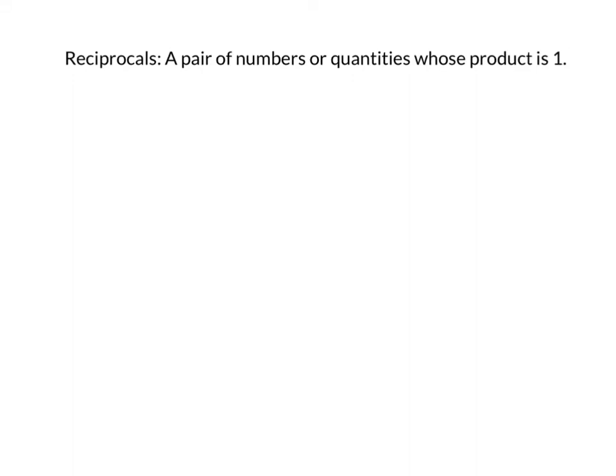In this video, we're going to talk about a concept called a reciprocal. Reciprocals are a pair of numbers or quantities whose product is 1. Let's stop and try to think about what is a pair of numbers whose product is 1. We're looking for a pair of numbers who, when you multiply them together, you get 1.